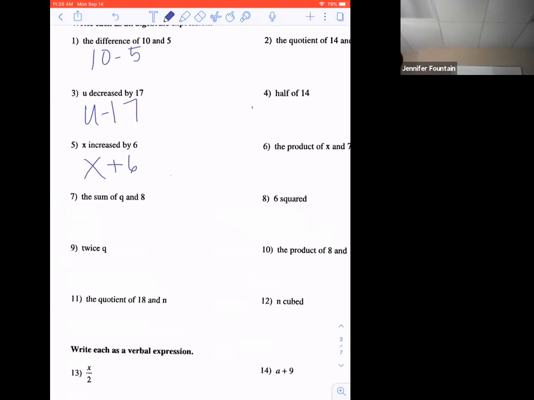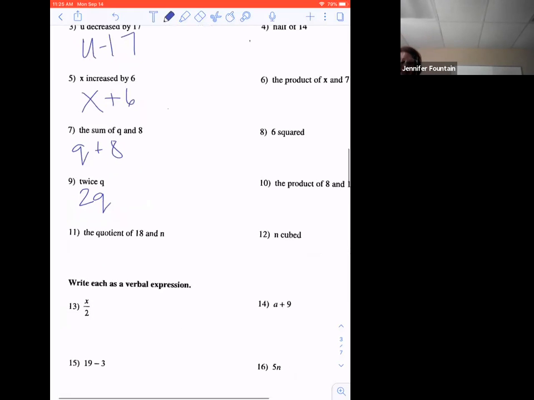The sum of q and 8. Q plus 8. Good, q plus 8. I think it means times. Okay, so we said that would be q plus 8. What is twice q? When we talk about twice, I'm going to multiply by 2. Okay, so twice q would be 2q.